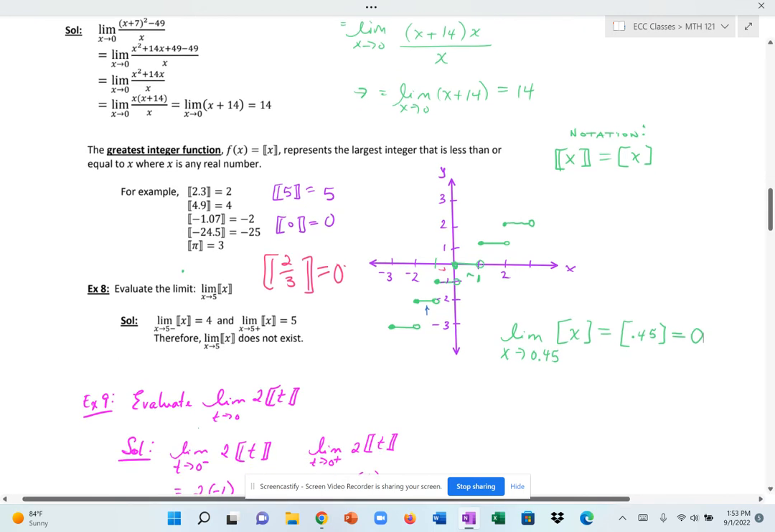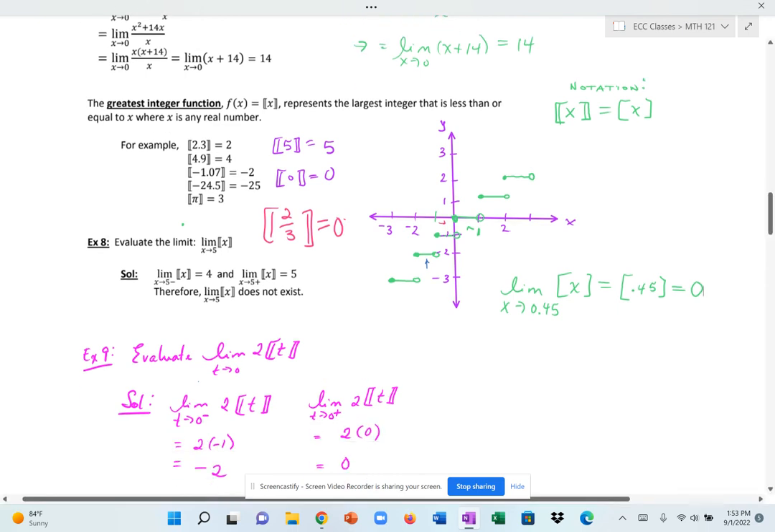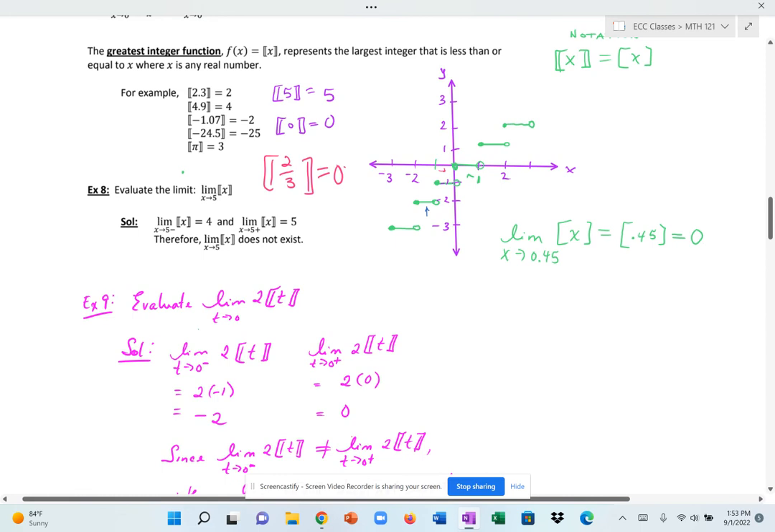All right, so here's another one with the greatest integer function. Evaluate the limit as t approaches 0 of 2 times the greatest integer function of t. So 0 is an integer, so I expect this to not exist, but we have to prove it, and the work that I show here is proving it.